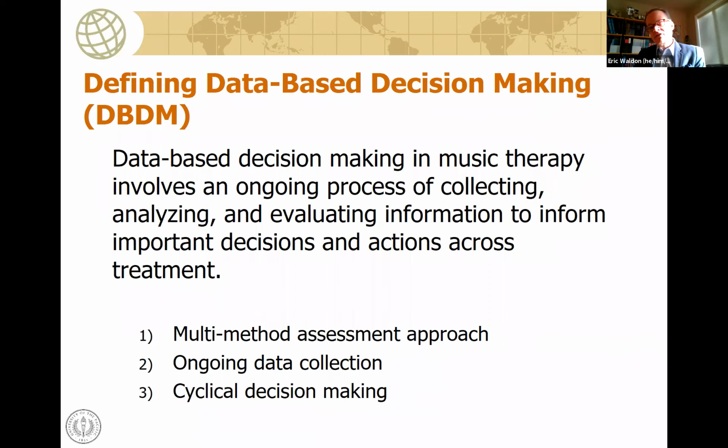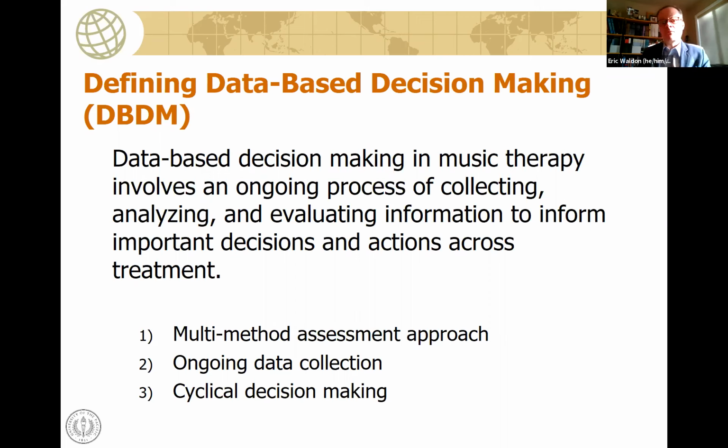And then finally, a third characteristic of a data-based model is that it's cyclical, meaning data that you collect at one point in the treatment process can be used, if necessary, to go back to a previous stage. What you're doing is justifying moving from one stage back and forth within the treatment process to another based on the data that you are collecting from multiple sources or in multiple ways.